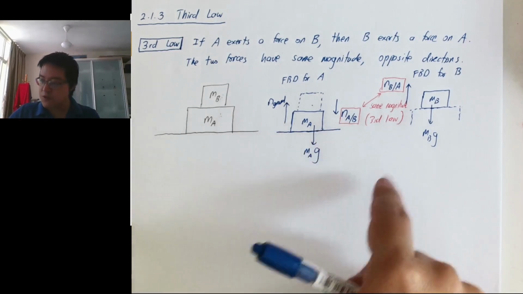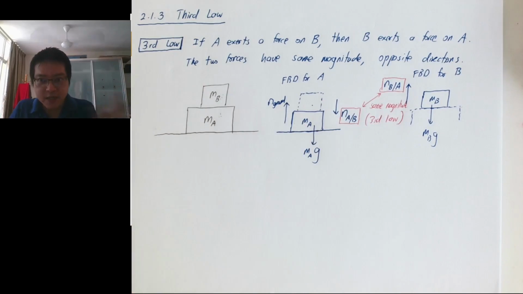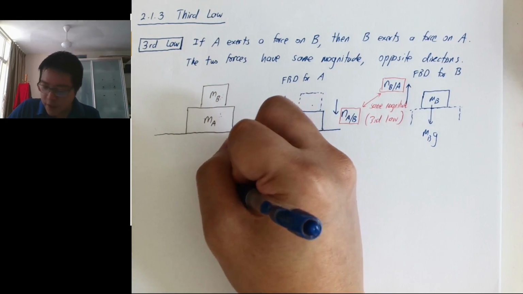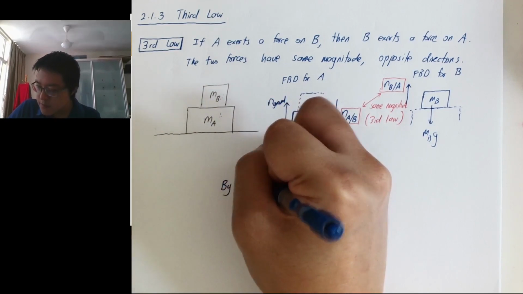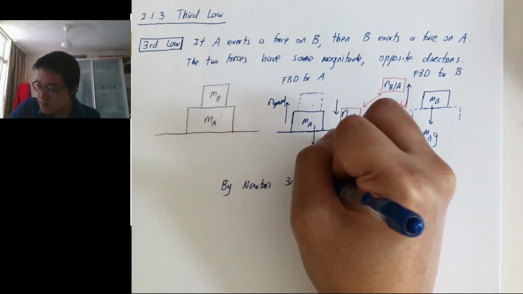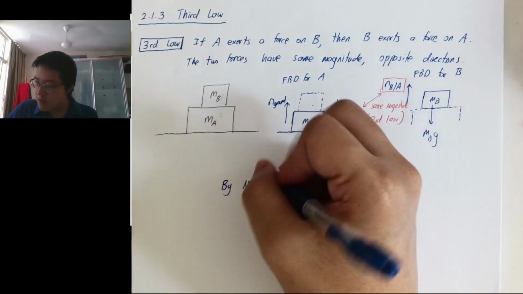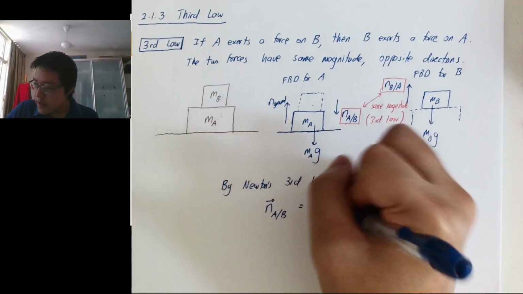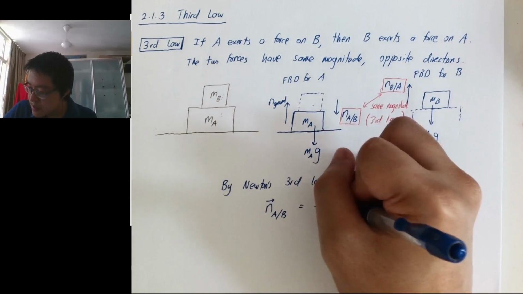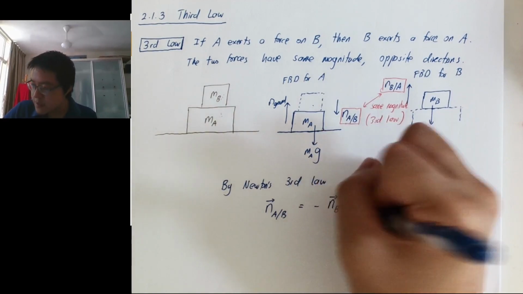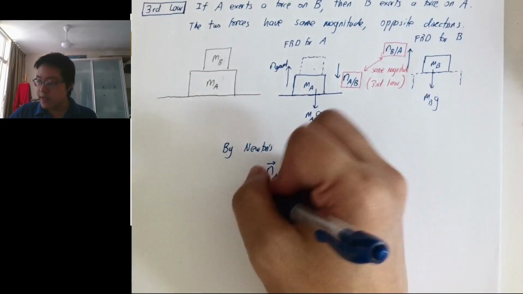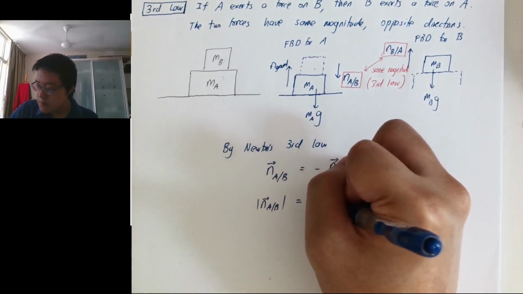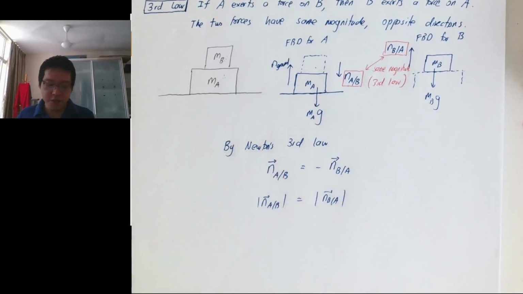According to this situation, if I were to write everything in a mathematically consistent way, we say that by Newton's third law, these are vectors. If I say this is the force vector of B acting on A, then by Newton's third law it is exactly the negative of the other one. And if I take the magnitude, they are the same, obviously, right? From this equation you can already say that.